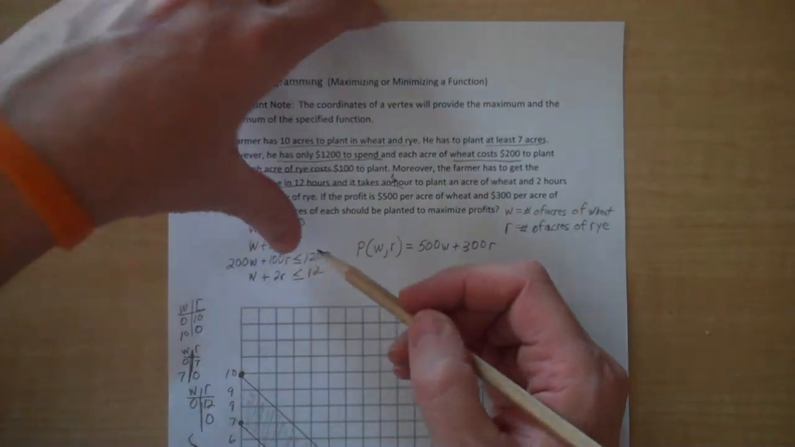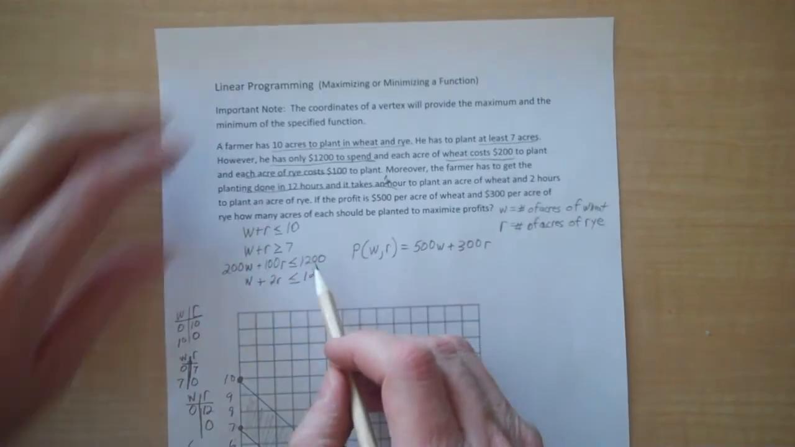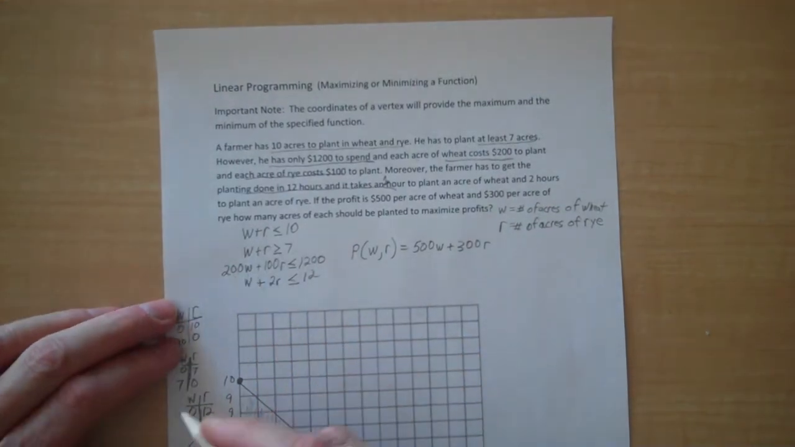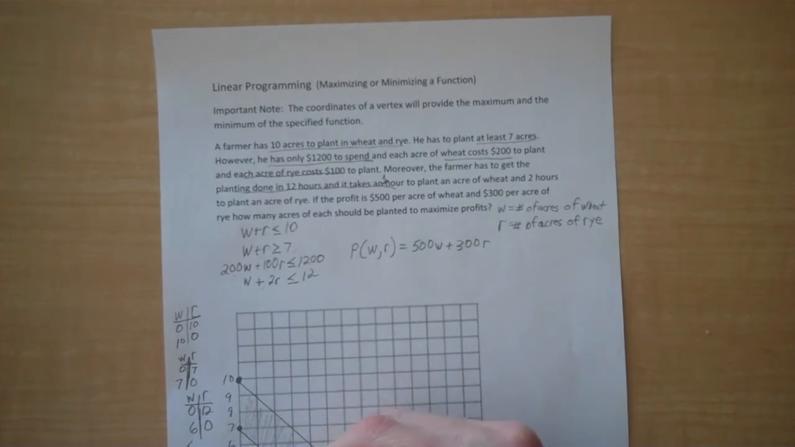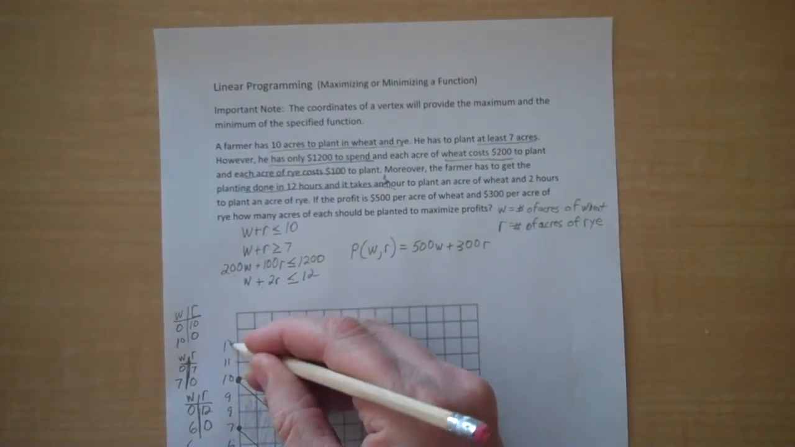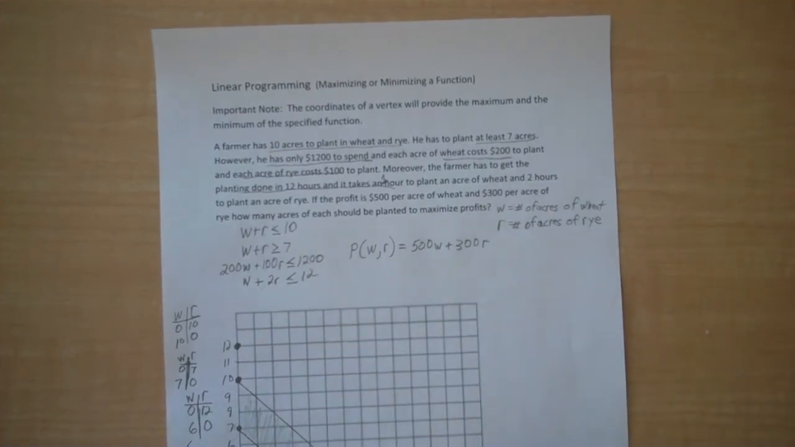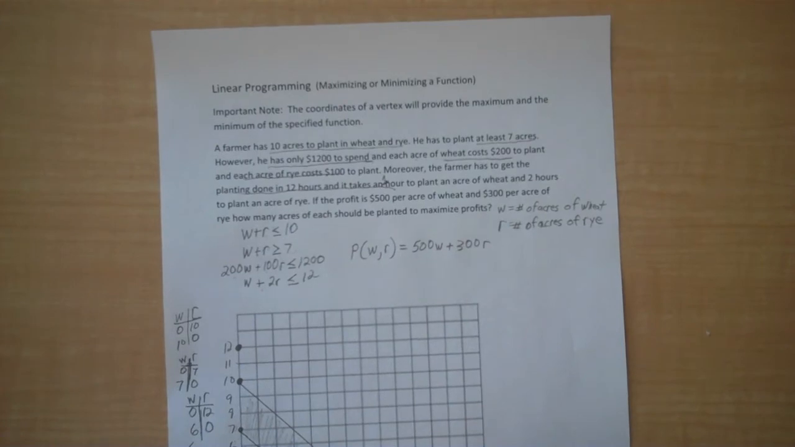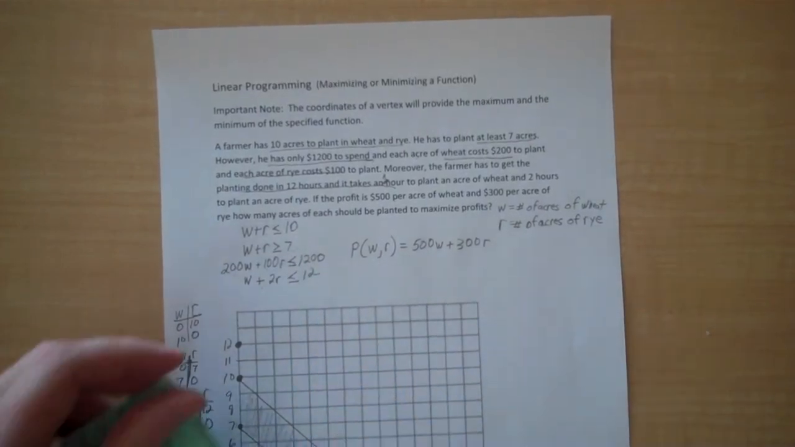If I plant no rye, only wheat, I have 200 times 6 is 1200. So 0, 12. Here's 10, here's 11, here's 12. I'm going to connect 0, 12 with 6, 0, and I've got to stay under that line.